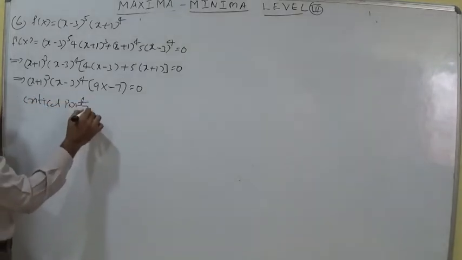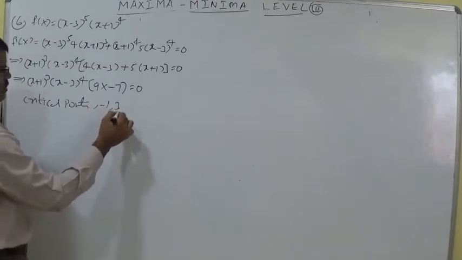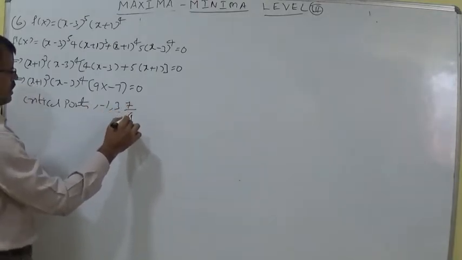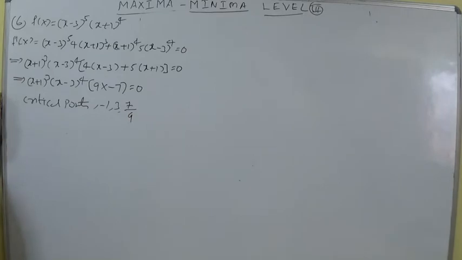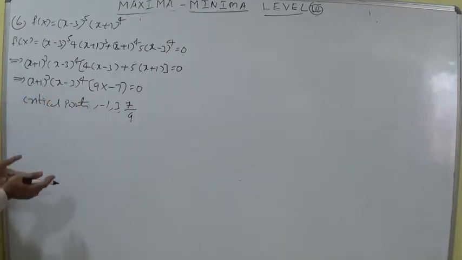Critical points or stationary points are -1, 3, 7/9. Let us discuss f double dash x also. So using this uvw method we should do.